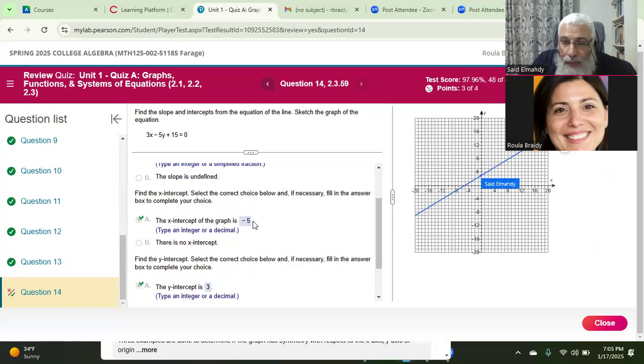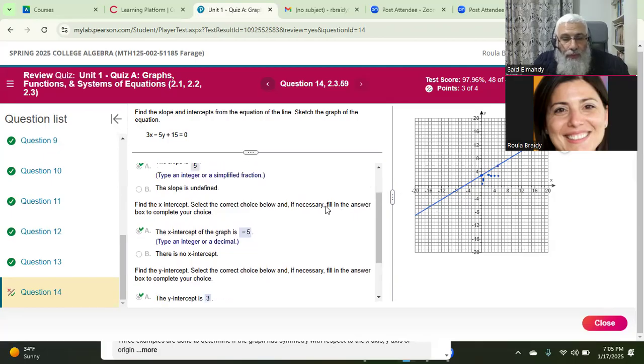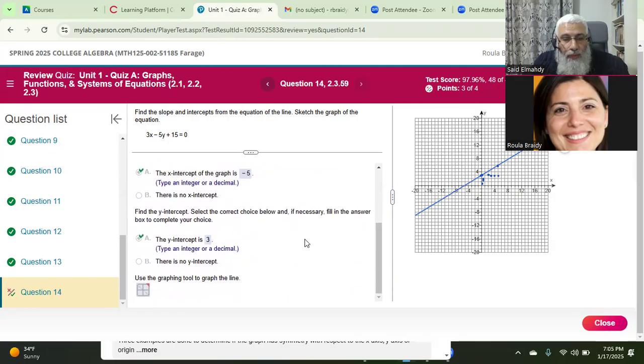Is this point 3? I think this is 3. 1, 2, 3. Yes. And we need to go 3 up and to the right 5. 1, 2, 3, and 3, 4, 5, and up to 7. This is good, I think. What is missing? I don't know. Scroll down. Use the graphing tool to graph the line.